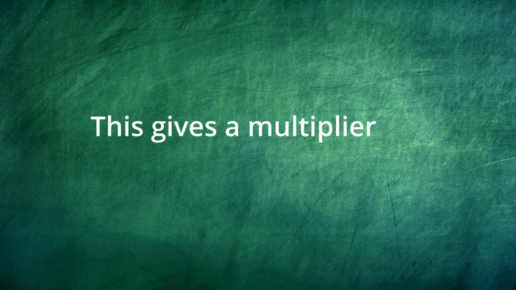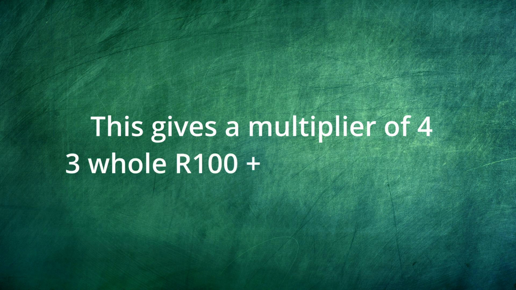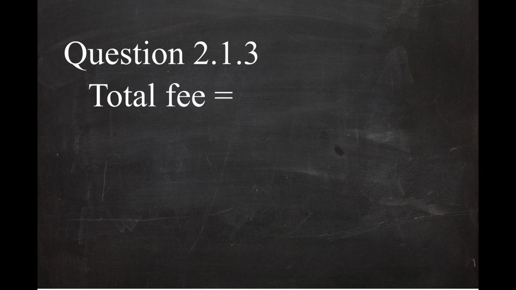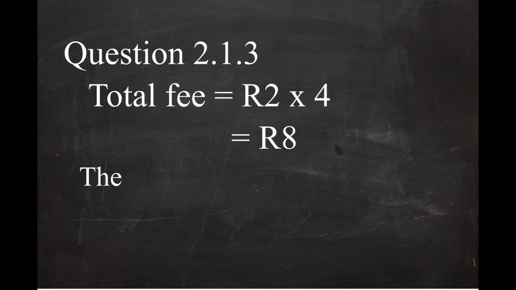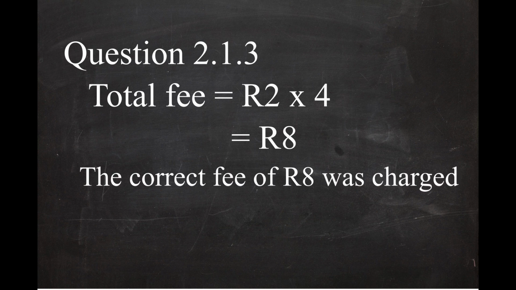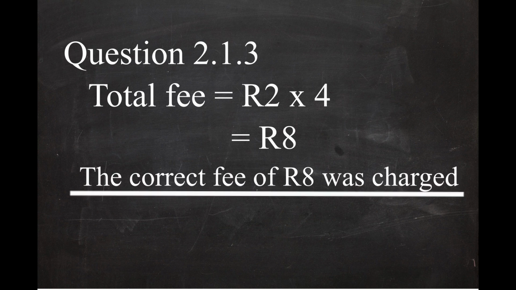So this gives a multiplier of 4. That is the 3 whole 100 Rands plus the 1 part of 100 Rand. So the total fee will be 2 Rand multiplied by 4 and this gives us a charge of 8 Rand. Since the charge you calculated is equal to the amount charged by the bank, you have to state in your answer that the correct fee of 8 Rand was charged. If you don't make this last statement, you will lose 1 mark.